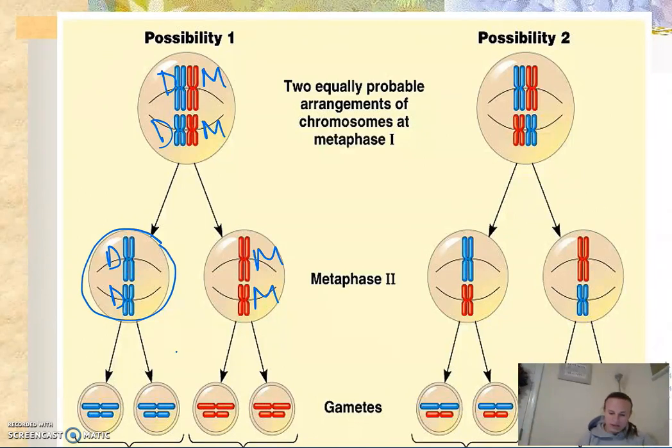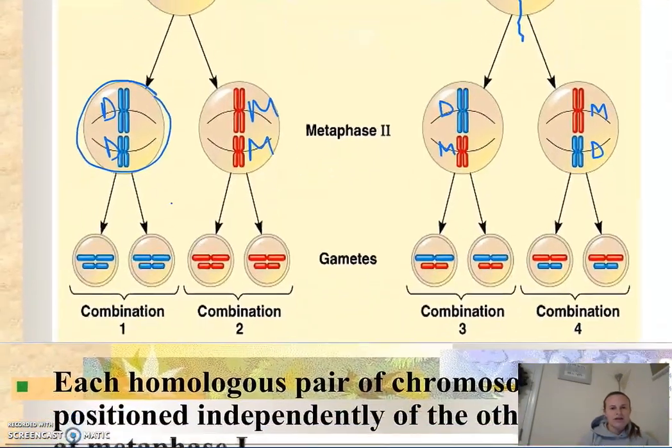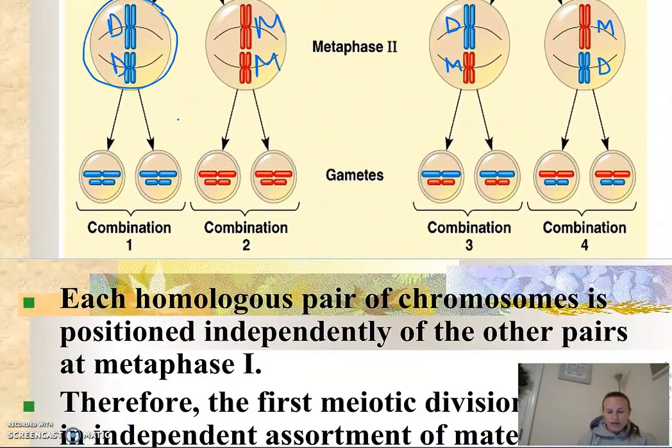Now let's look at possibility 2. So maybe dad orients itself on the left and mom orients itself on the right again, but now I have mom on the left and dad on the right. So this time, when my daughter cell separates during anaphase and then telophase, now I've got dad and mom in one of my cells, and then mom and dad in another one of my cells. So do you see how I get this genetic variation? Through the random positioning of those tetrads down the equator.